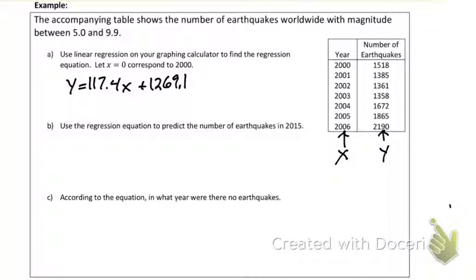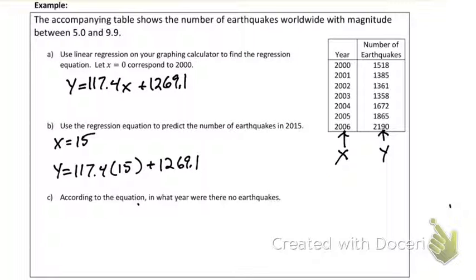The next question says, use the regression equation to predict the number of earthquakes in 2015. Note, in 2015, that means our x value is going to equal 15. So then we're just going to do y equals 117.4 times 15 plus 1,269.1. That's going to come out to about 30.